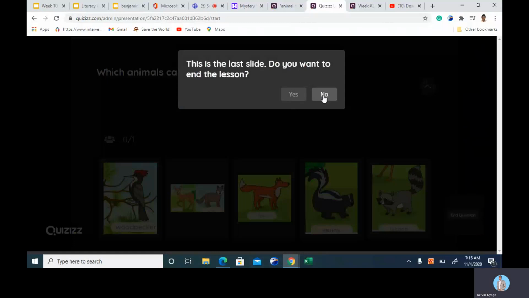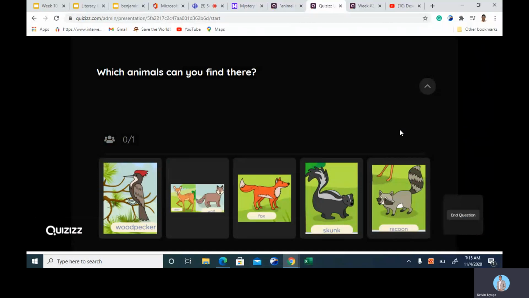Now, this is the last slide. But that does not mean we will not find more habitats, because there are even more habitats. We are not limited by those, but those are exactly what I had planned for us to do today.